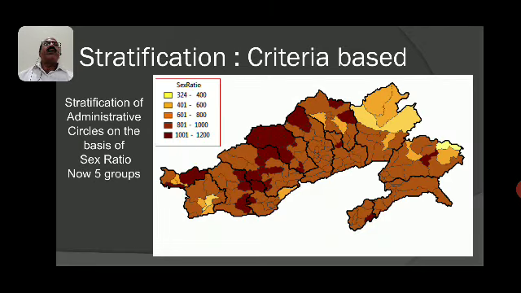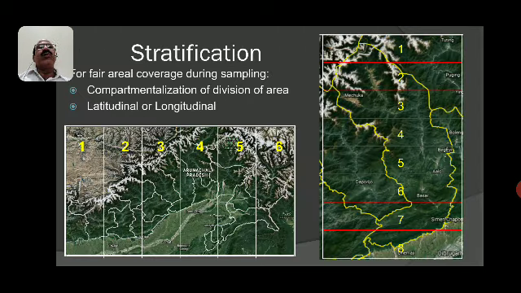So stratification, say for example, we have this sex ratio for Arunachal Pradesh. We have plotted it. Now we know how the sex ratio is being distributed. So the stratification of administrative circles on the basis of sex ratio. Now we have classified below 400, 400 to 600, 600 to 800, 800 to 1000 and above 1000. So now we will distribute the sample on the basis of these 5 strata or groups.